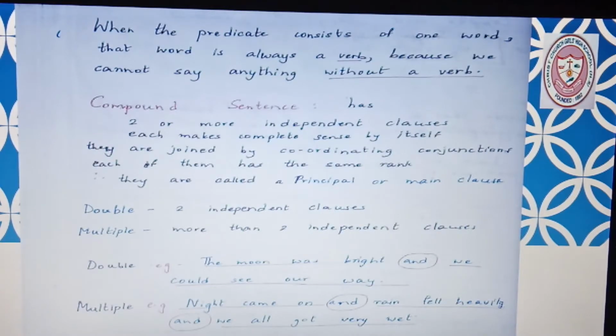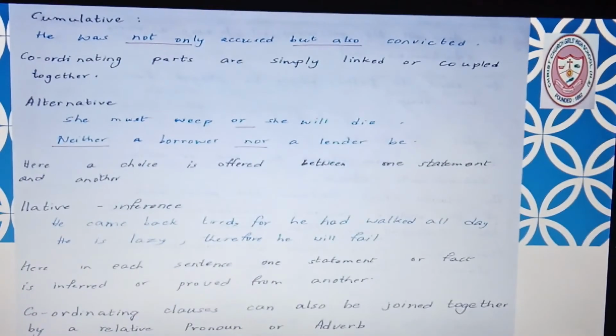They do not depend on any other clause for its meaning. So we have three independent clauses. That is more than two. Therefore, it is called a multiple compound sentence. Night came on and rain fell heavily and we all got very wet. Now all these clauses are joined by and, which is the coordinating conjunction.